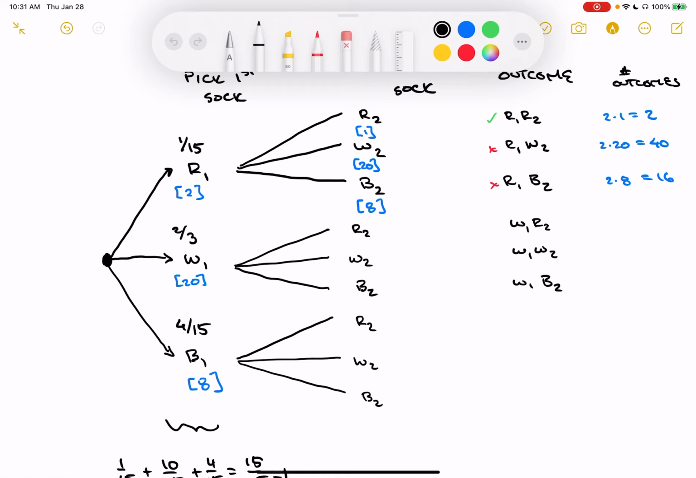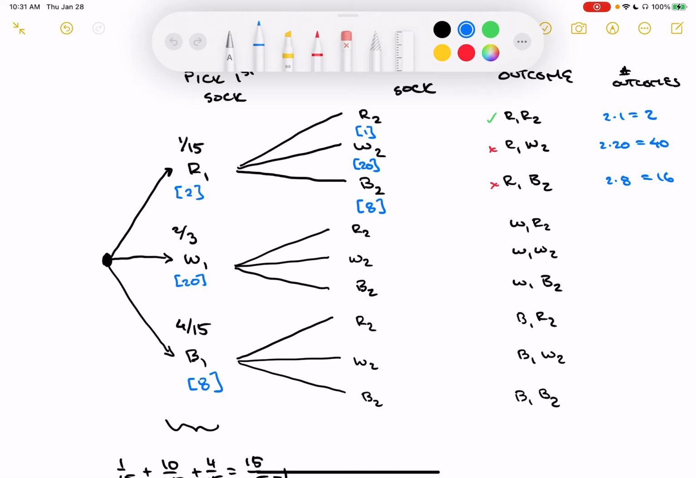Okay, and then if we went and found those particular outcomes, that would have been a blue 1, red 2, a blue 1, white 2, and a blue 1, blue 2, something along those lines. Let's go ahead and count the number of outcomes on each of those.